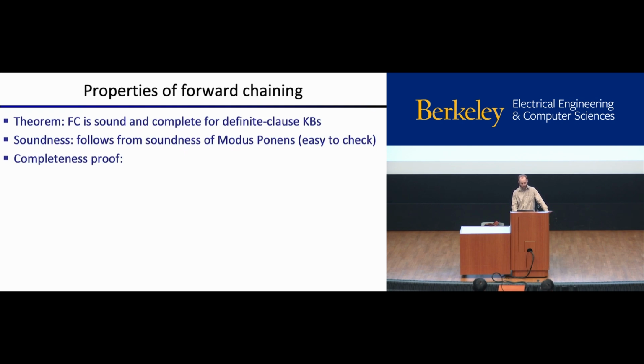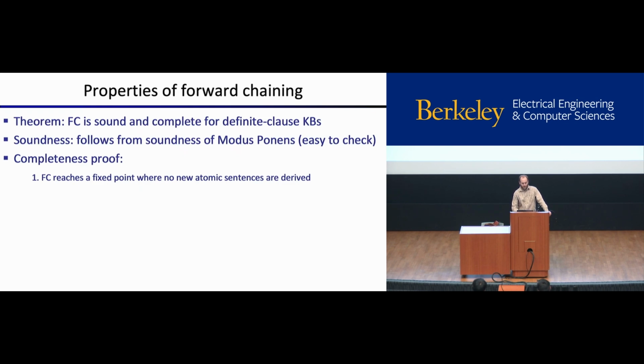Completeness, there's a few things we need to talk about to verify. Everything that can be entailed will be entailed by this. Every symbol that can be entailed will be entailed by this algorithm. Here's how we show that. First, we need to show that the algorithm terminates. How do we know it terminates?